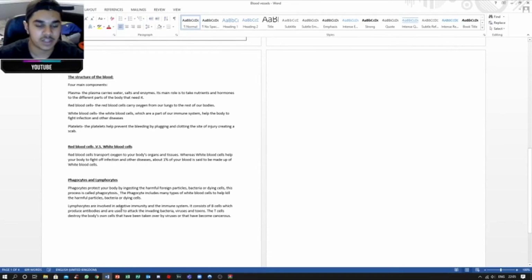Lymphocytes are involved in adaptive immunity. This is when the B cells create an antibody when a pathogenic cell is released into the body, and it makes an antibody specifically for that. And when a similar or the same pathogenic cell comes in, it recognizes it and sends the antibody after it. So the B cells, which produce antibodies, are used to attack the invading bacteria, viruses, and toxins. The T cells destroy the body's own cells that have been taken over by viruses or that have become cancerous.